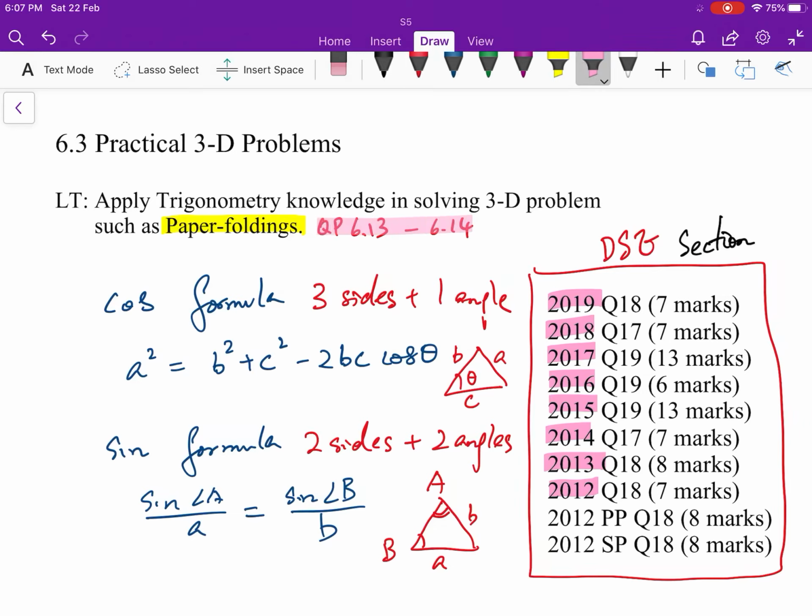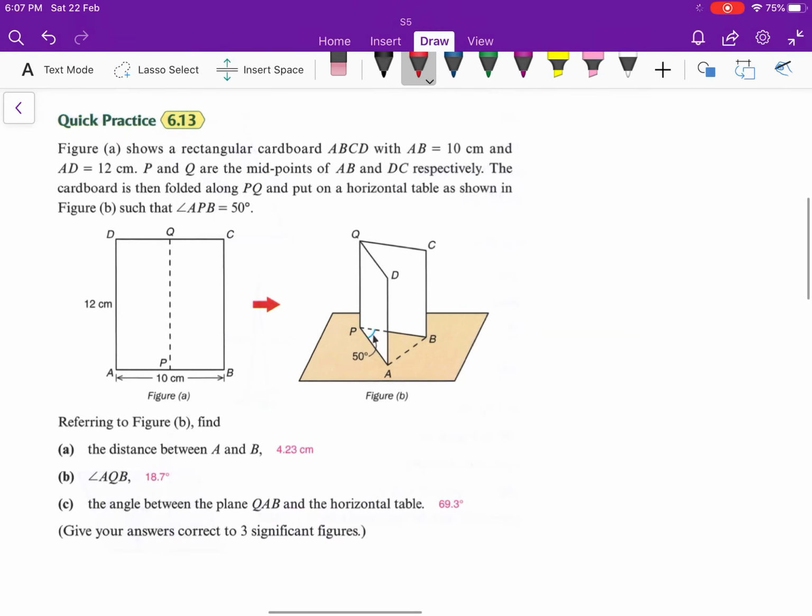Now let's try the quick practice 6.13 and 6.14 to learn what the paper folding question is. This is super important in DSE, so we must know how to solve it. Okay, let's start. Quick practice 6.13, let's take a look at this question. You can see that we have two figures, figure A and B. Let's read the question together.